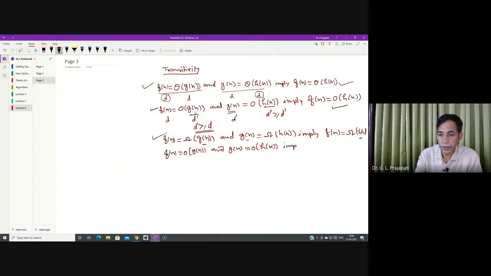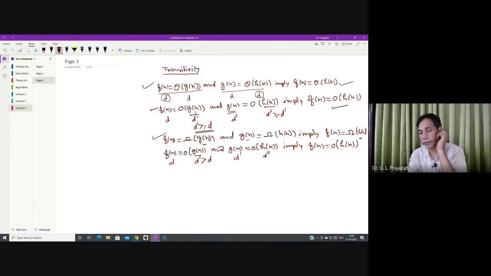This implies f of n is small o of h of n. Can you say yes or no? See, if degree of f of n is d, then degree of g of n is d dash, which is greater than d. And here degree of g of n is d dash, and h of n, it is small o of h of n, and then maybe degree of h of n is d double dash, and this must be greater than d dash, and hence you know that degree of h of n is greater than d dash, and d dash degree is greater than d.